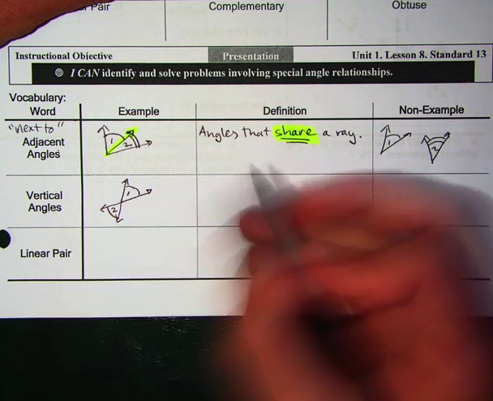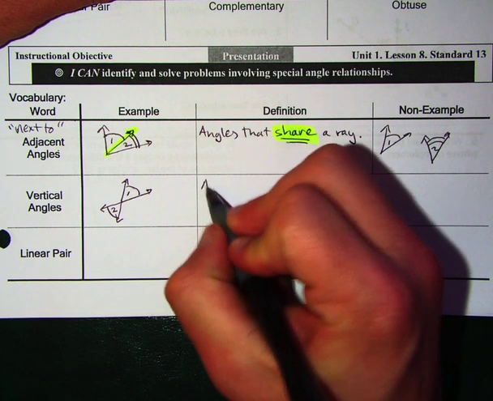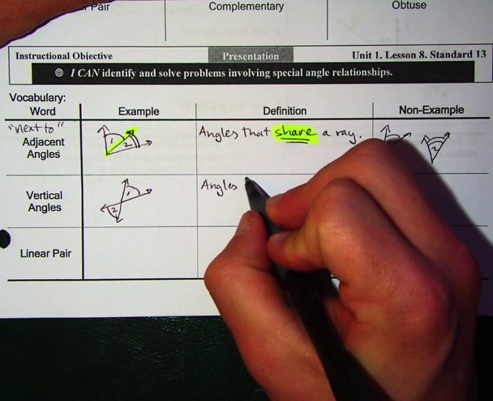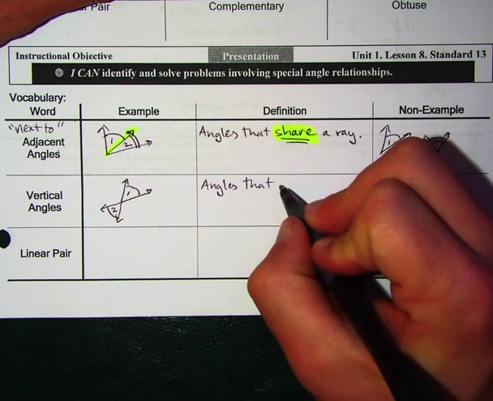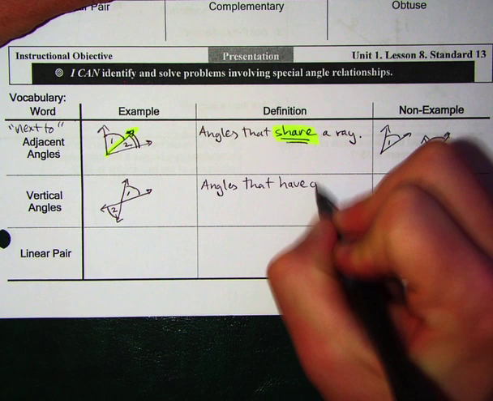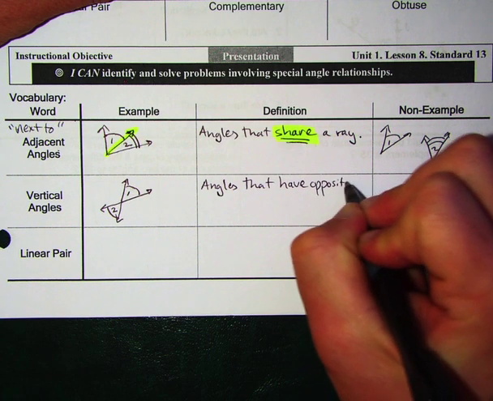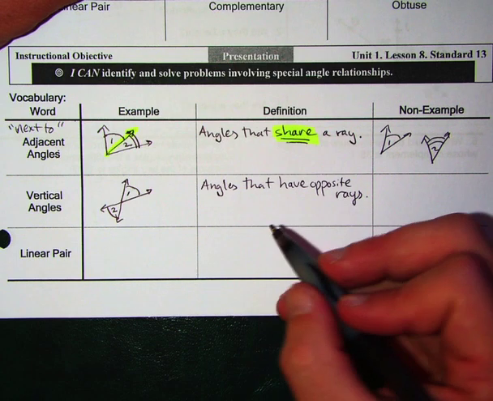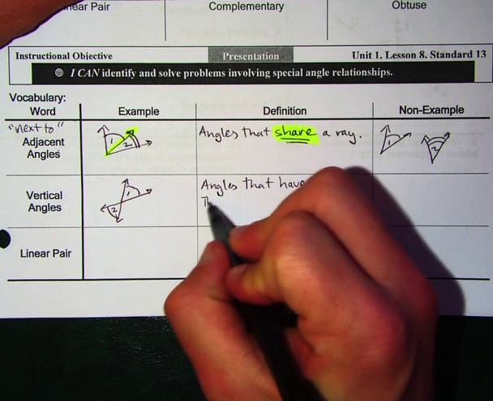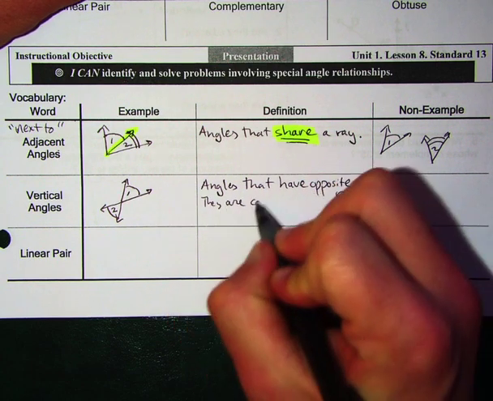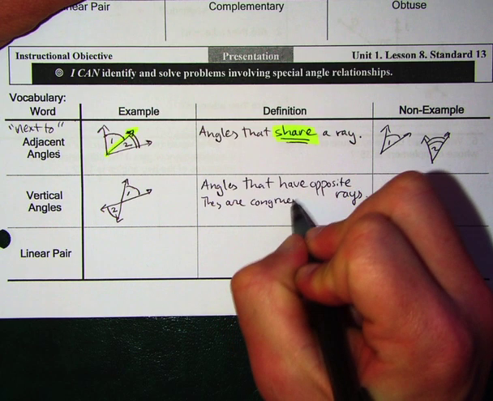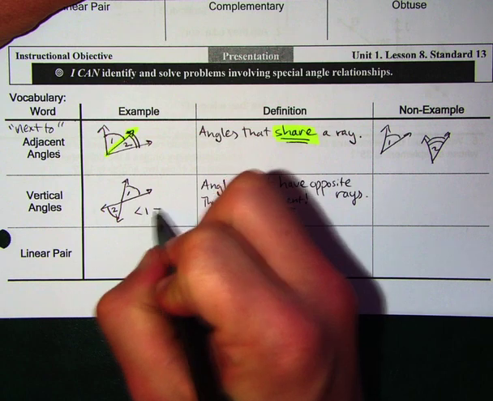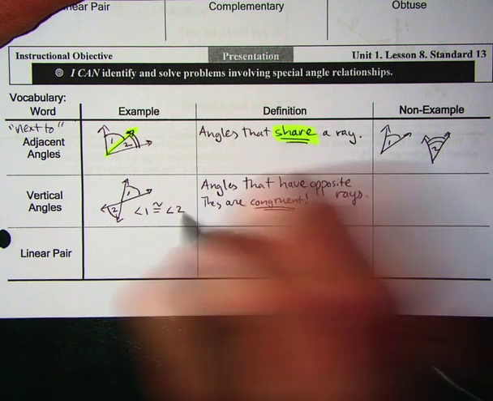So a definition for vertical angles is angles that have opposite rays. Now, it's really important to realize that they are congruent. So here, angle 1 is congruent to angle 2.